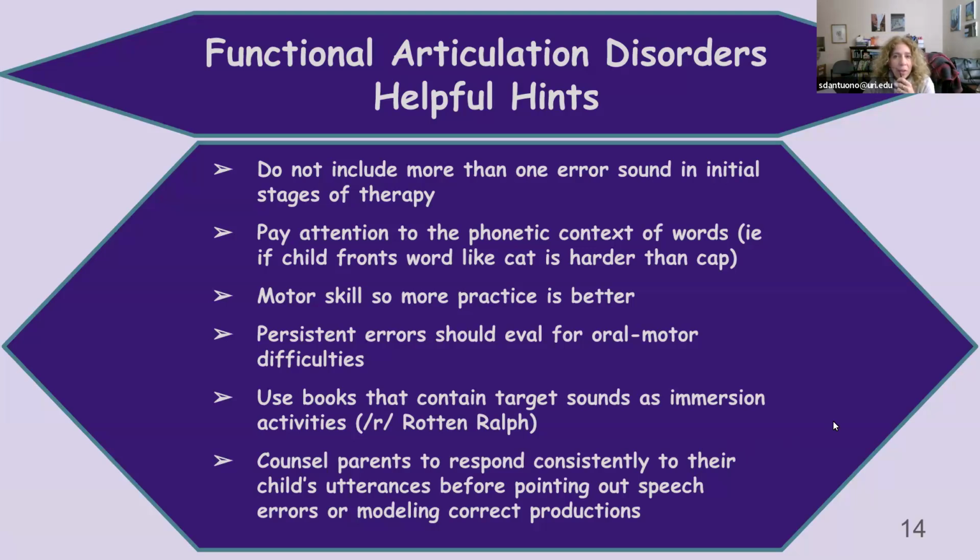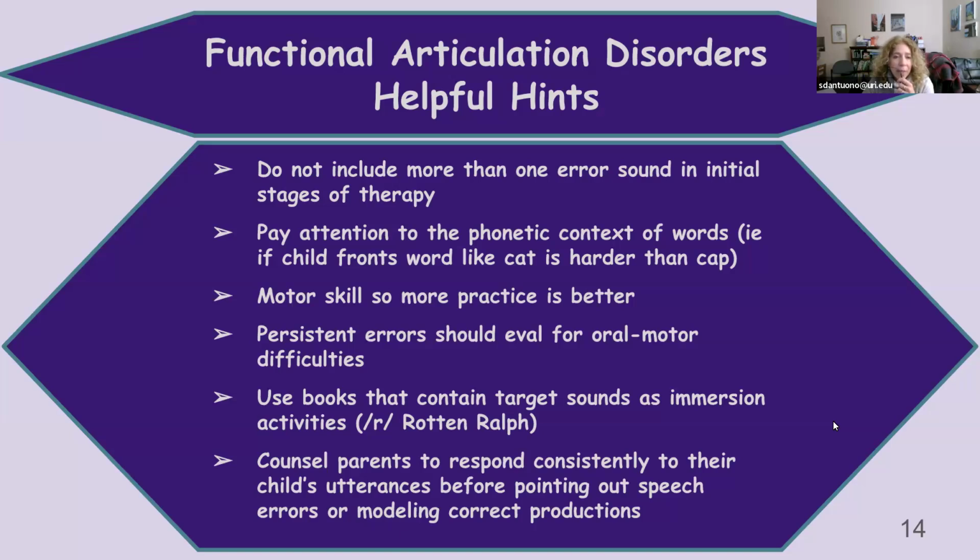So with functional articulation disorders, you do not include more than one error sound in the initial stages of therapy because usually they're trying to solidify how to make that sound, okay? Pay attention to the phonetic context of words. So if the child fronts, a word like cat is harder than cap because cat has the ending P sound. So they may do that consonant harmony where they change the C to a T for tat, right? So you want to be aware of that.